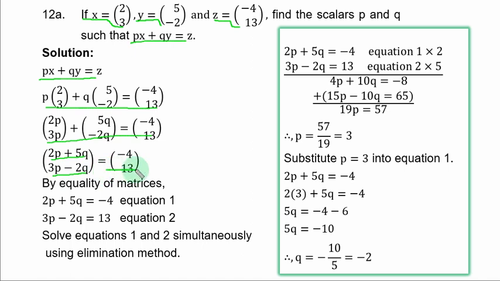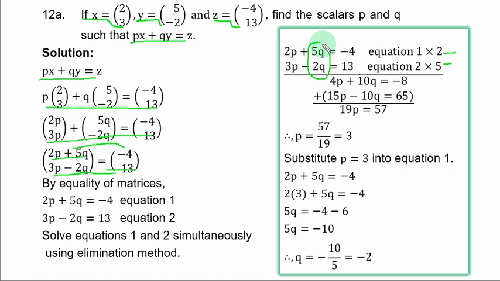By equality of matrices, the first entry equals the first entry, the second entry equals the second entry, and you have a system of linear simultaneous equations. So we solve them using the elimination method. You have the two equations. Now we want to eliminate variable Q. To do that, Q must have the same coefficient in both equations.